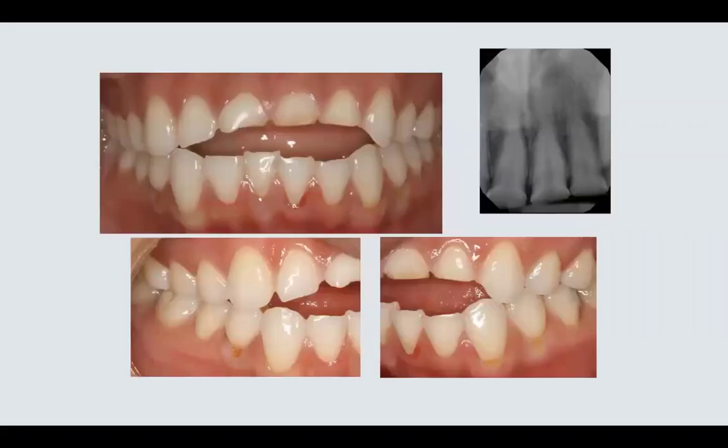Here's a sad case. You're looking at this anterior wear. You're looking and saying, well, that's not occlusion. I mean, what's going on here?